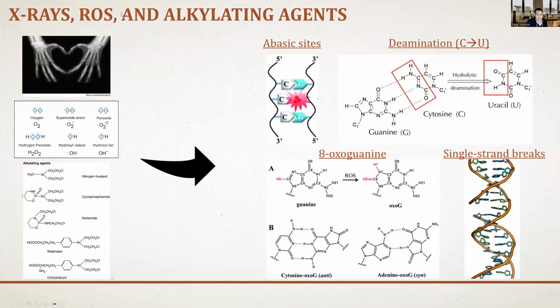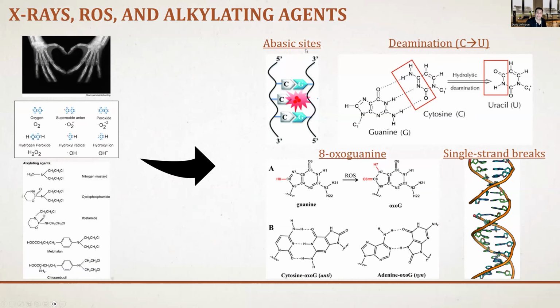X-rays, reactive oxygen species, and alkylating agents can cause a series of different problems as well. So X-rays are a form of highly powered radiation that can damage cells. We talked about reactive oxygen species. In addition to causing bulky adducts, they can cause some other things. And then alkylating agents. So these are things like nitrogen mustard and other toxic chemicals that you can be exposed to. These can damage DNA in various ways.